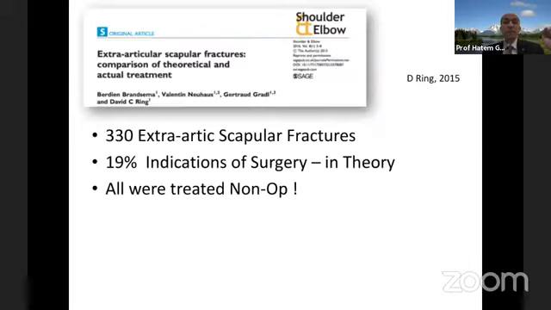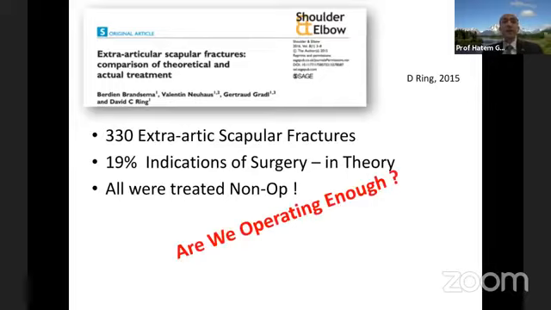Now, this paper looked at the scapular fractures going to the ER in 2015, and all of these patients did not have surgery. But when they looked at the CT and the X-rays and compared them with the current indications for surgery, they found that 19% of them should have had surgery. So we're probably missing a lot of surgeries of the scapula that can lead to a better outcome, as most of us have been used to treating them conservatively.